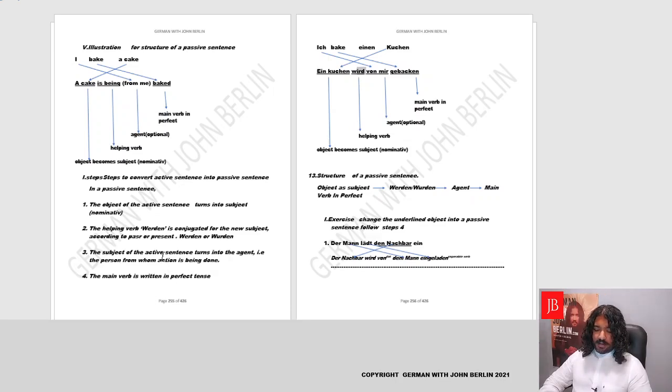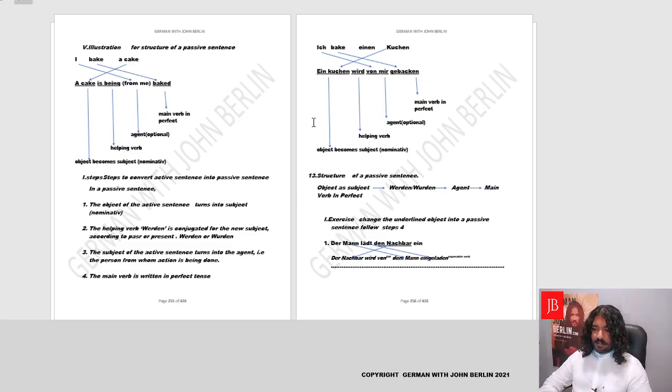Okay, the subject of the active sentence turns into the agent. That's the person from whom the action is being done. So ich, like I said, becomes von mir, from whom. Von is the preposition we'll be using. It's like from, and it's a dative preposition. So you need to remember it. Whatever comes after von must be dative. Ich, mich, mir. Mir is dative, so I wrote dative. Yes, from me. Perfect.